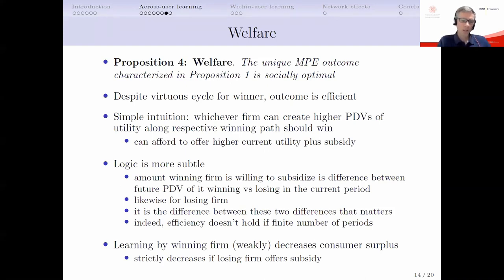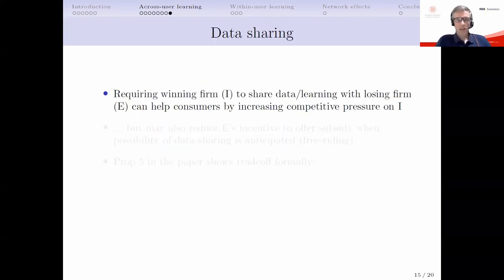So this would suggest that maybe there's a role for helping consumers shift to the losing firm so that it can catch up, so that it becomes a more competitive discipline on the winning firm and makes consumers better off. So that suggests a policy like data sharing, where we require the winning firm to share its data with the losing firm, and that would help put more competitive pressure on the incumbent, right?